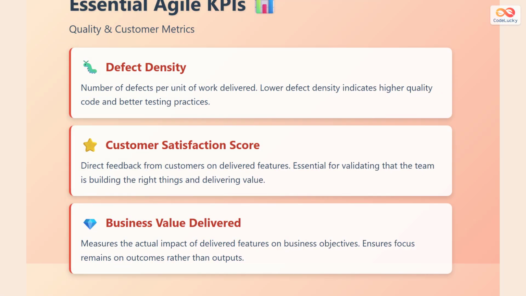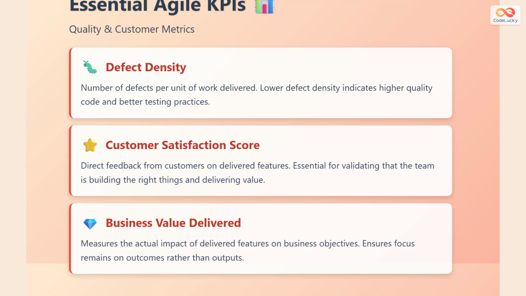Quality and customer metrics are equally important for Agile success. Defect density tracks the number of defects per unit of work delivered, whether that's per story point, per feature, or per release. Lower defect density indicates higher quality code and better testing practices. However, this metric should be viewed in context. A temporary increase might indicate more thorough testing rather than declining quality.